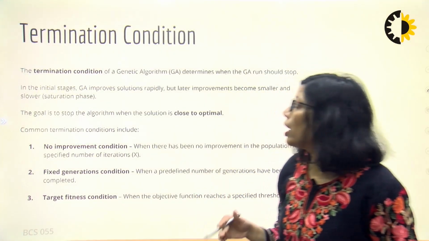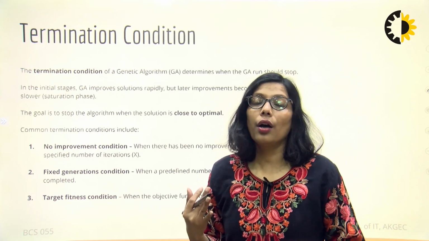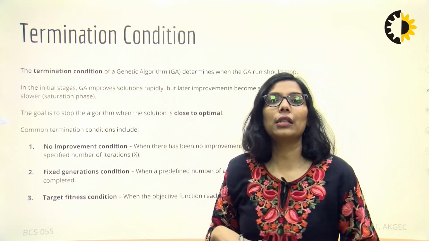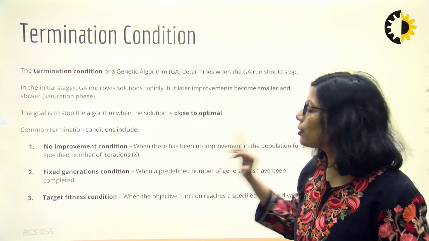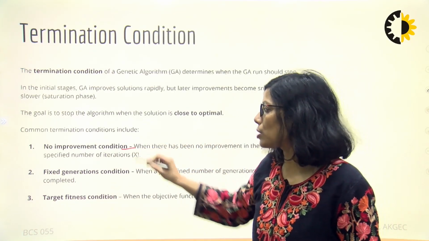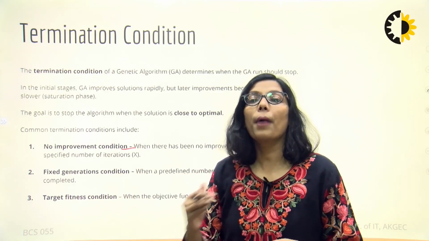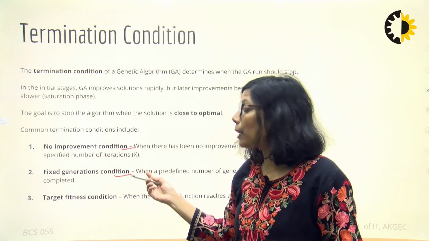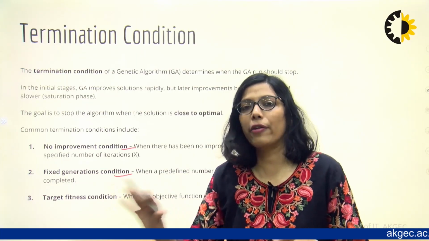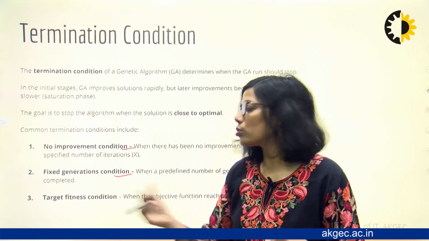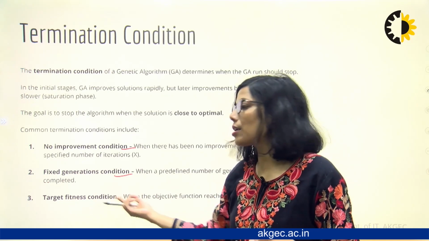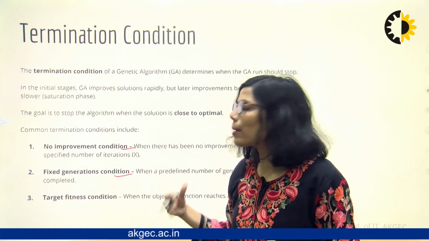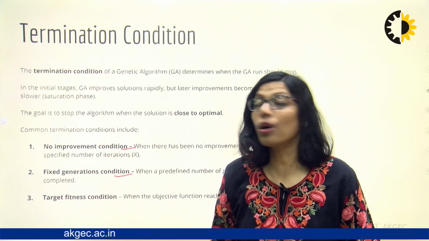Now, till when do I have to go through this process of selection, crossover and mutation? That is my termination condition. How should I terminate? For that, there are 3 conditions. First is the no improvement condition. I have to verify at each stage whether my solution is getting better with each cycle or not. Second is the fixed generation condition, where I decide to do this, say, 5 times. Third is the target fitness condition. Once I receive a fitness value of, say, 100, I will stop. So these are the 3 ways by which I can decide whether I have got the best solution or not.